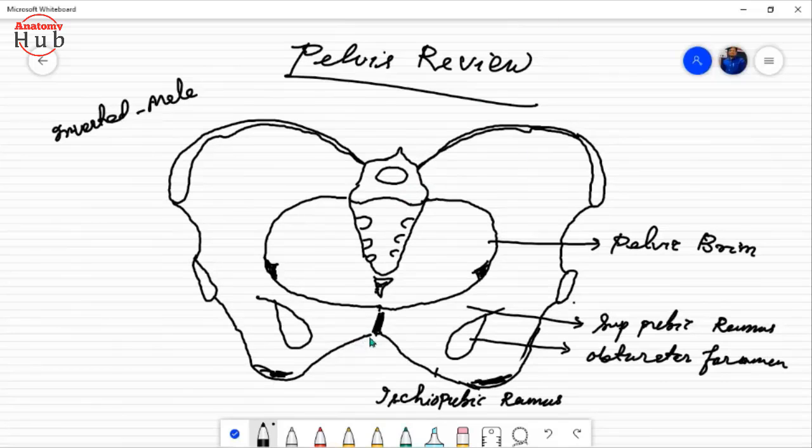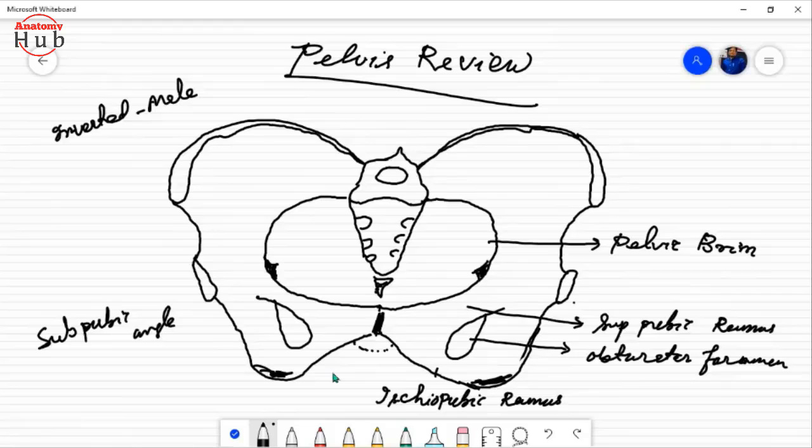Then here you'll see the inferior pubic ramus, and you can say the conjoined ischiopubic ramus. The outer borders of the ischiopubic ramus make an angle over here, and this angle, as you can see over here, is known as your subpubic angle.